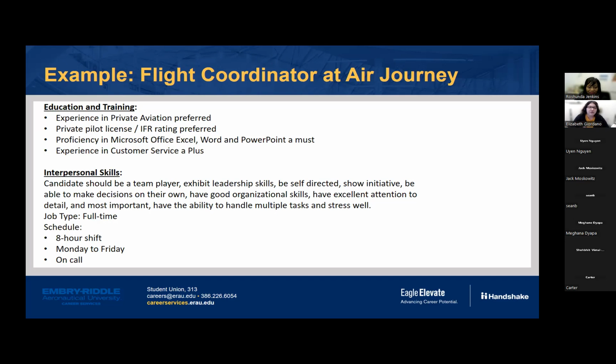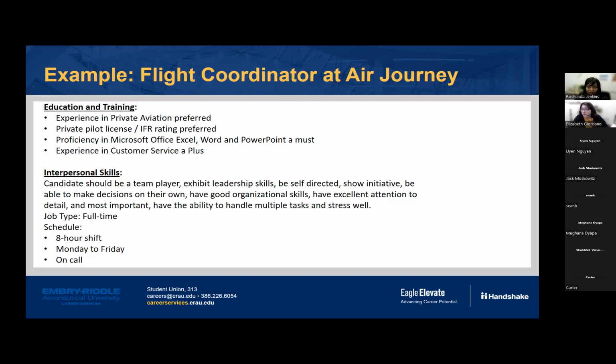Okay. And then they have other things under interpersonal skills. So that's like transferable. Team player was big. They mentioned that more than once. Leadership skills. So think about all your activities that you're a part of. Please put those on there. Please put some bullet points as well. Showing initiative, making decisions, organization, attention to detail. So that's a big one.